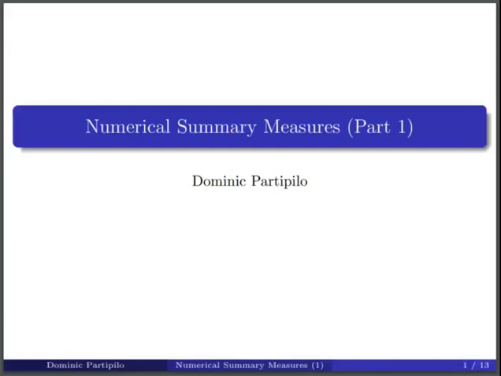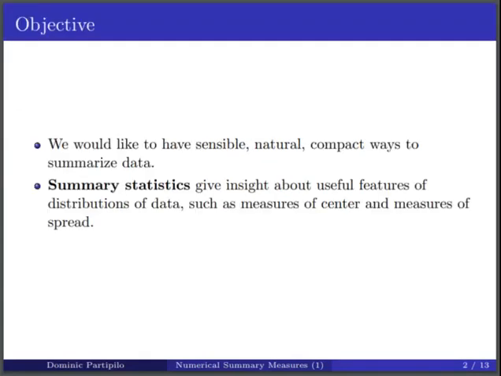Hey everyone, so today we're going to be talking about numerical summary measures. And this is going to be the first video on numerical summary measures. We'd like to have a sensible or a natural way to summarize data in a compact way. So if we had 100 data points, instead of looking at the entire data set, it'd be nice to have one or two numbers that could summarize that for us. And that's where summary statistics come in.